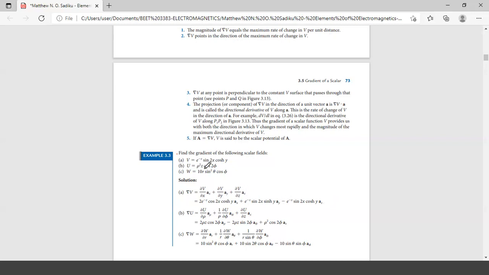For the second one, you can see that they have rho, phi and z. So of course you automatically know that this is cylindrical. So you choose the equation for cylindrical. For rho, del U over del rho, you differentiate the rho part, for phi you differentiate the phi part, and for z you differentiate the z part.